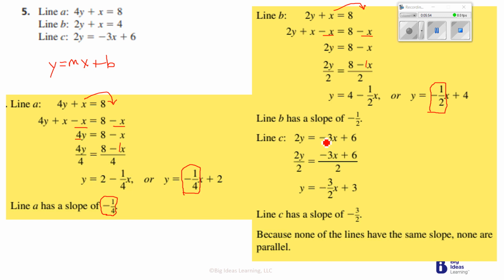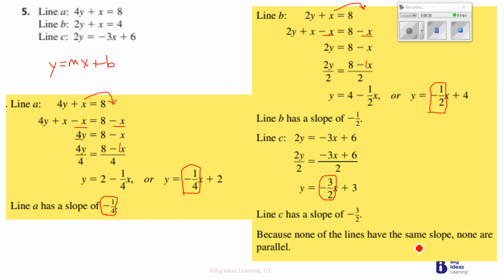So now we got to see what line C is going to equal. All right, line C, we're going to move them around again. Sorry, I'm having trouble. There we are. Well, actually, we already have x over here, so we just need to get rid of this 2. We'll divide it by 2, which means we divide this side by 2. Negative 3 over 2x is going to be our slope, and 6 divided by 2 is 3. So our slope here will be a negative 3 over 2. And it says line C has a slope of negative 3 over 2.